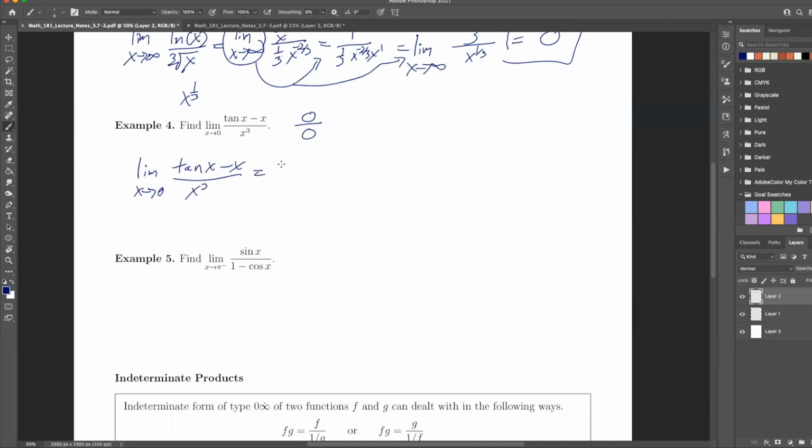Take the derivative. So the derivative of tangent is secant squared x minus 1, all over 3x squared.